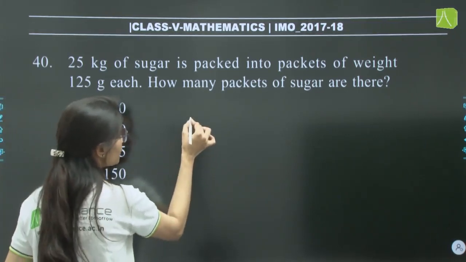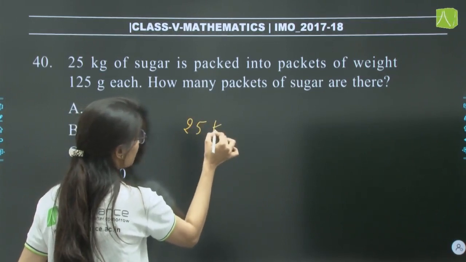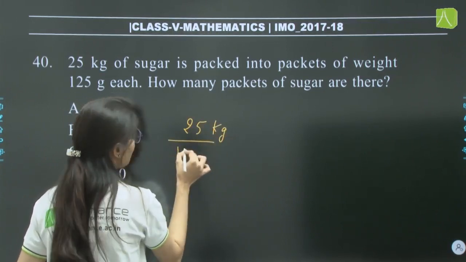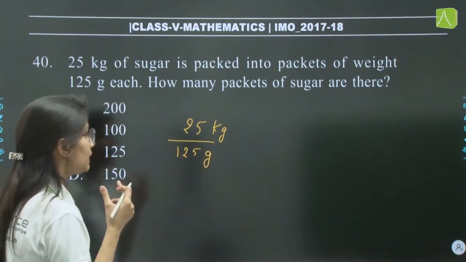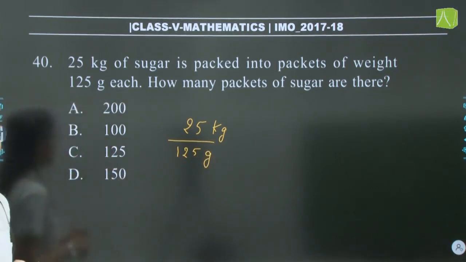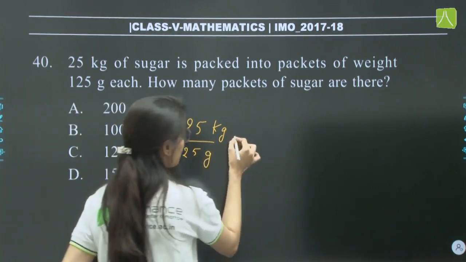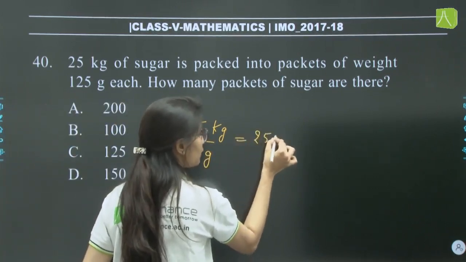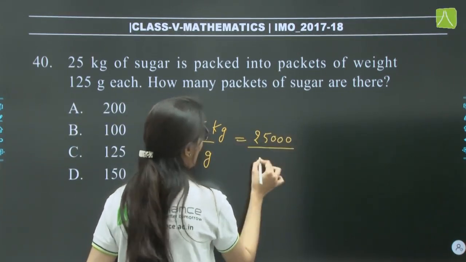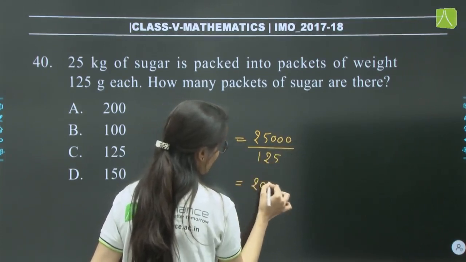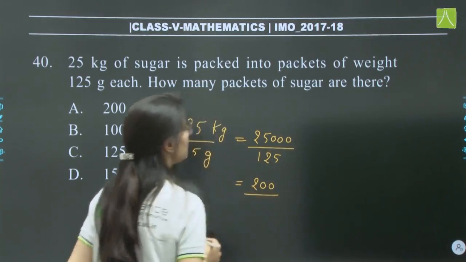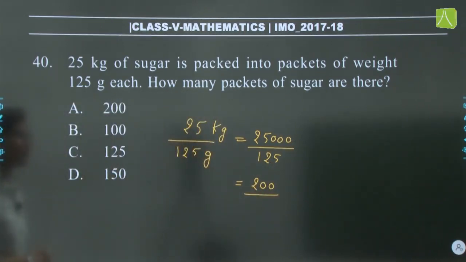All you need to do is to divide this 25 kilogram by this 125 gram, the weight of each packet. But if you see, the units are different, so you have to convert them into the same units first. So 25 kilogram is nothing but 25,000 gram, and it's divided by 125 gram. The answer will be 200. So the number of packets will be 200. Option number A.